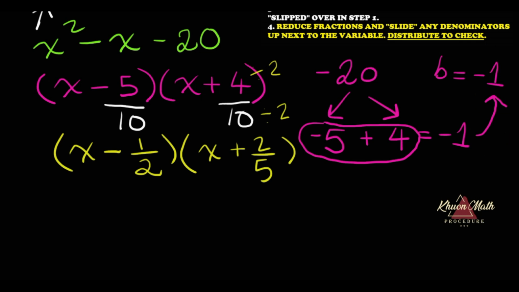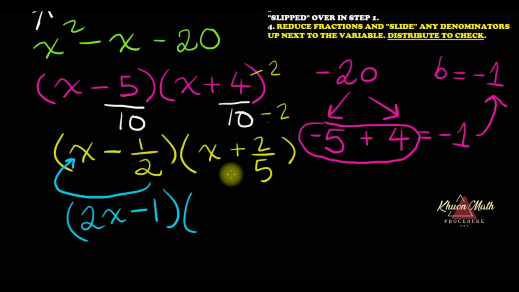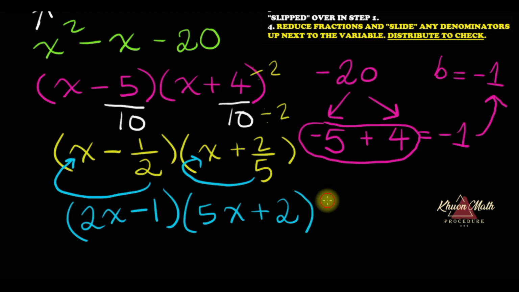Okay, so to finish this up, after you reduce, you are going to take the denominator and move it to the front with the variable. So that means when you move the 2 over, you get 2x minus 1. Okay, that's one of the factors. And then the 5 goes in front of the x, so you get a 5x plus 2. Okay, and we're done. And you can check it to make sure these two factors are the correct factors by multiplying the two binomials.